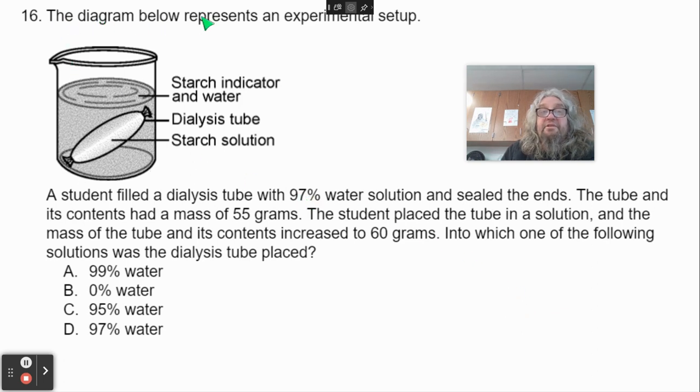Number 16, the diagram below represents an experimental setup. Got starch indicator and water, a dialysis tube with starch solution on the inside. The student filled the dialysis tube with 97% water solution and sealed the ends. The tube and its contents had a mass of 55 grams. The student placed the tube in a solution, and the mass of the tube and its contents increased to 60 grams. Into which one of the following solutions was the dialysis tube placed? Was it placed into A, 99% water, B, 0% water, C, 95% water, or D, 97% water?